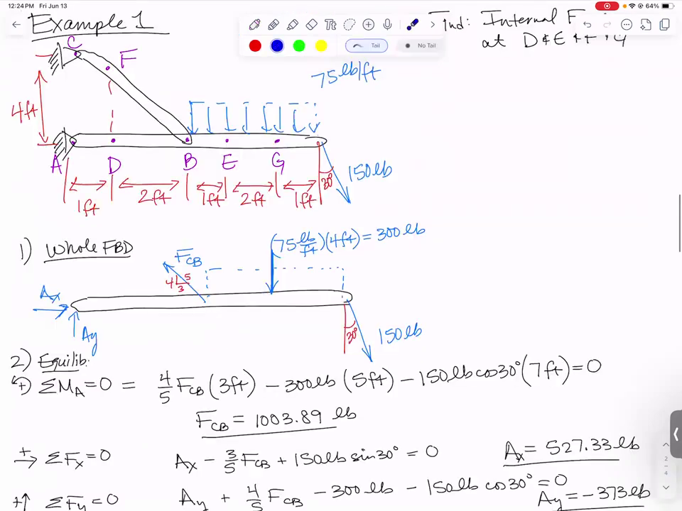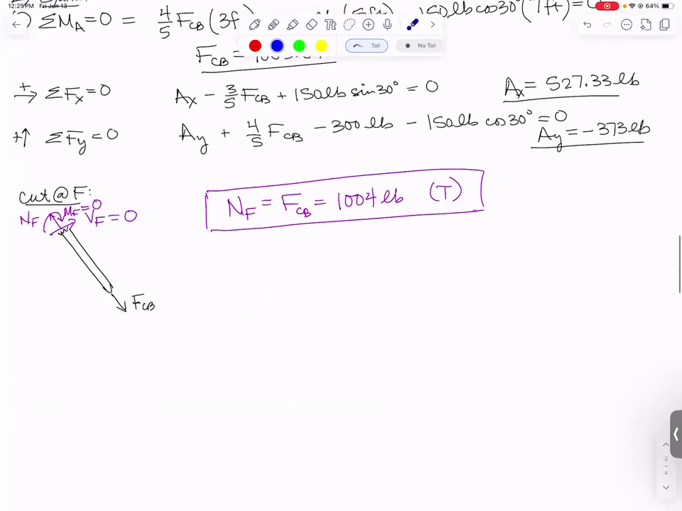Next, we need to cut open at D, E, or G. My suggestion is only cut open at one place. Don't cut open at multiple places. And when you do your cut, keep the easier side that has less stuff going on. If I cut it here and keep everything over here, I've got a ton of stuff to include in my equation. But if I keep stuff over here, it's a whole lot simpler. So let's do the cut at D.